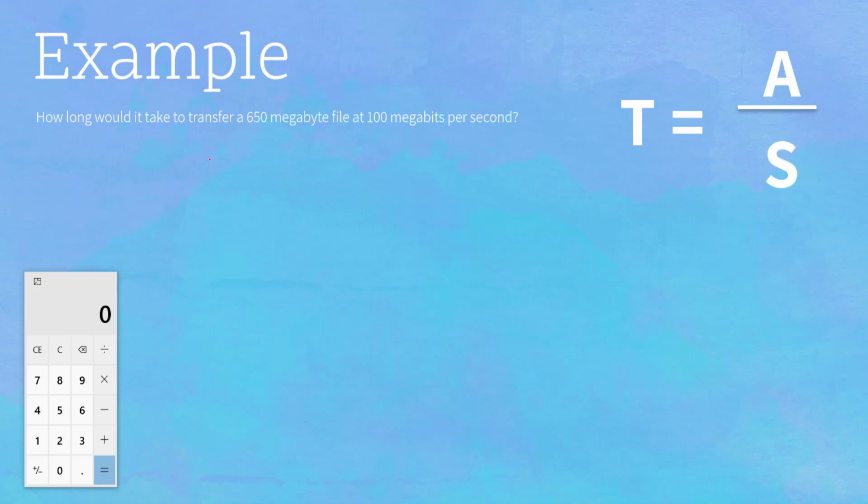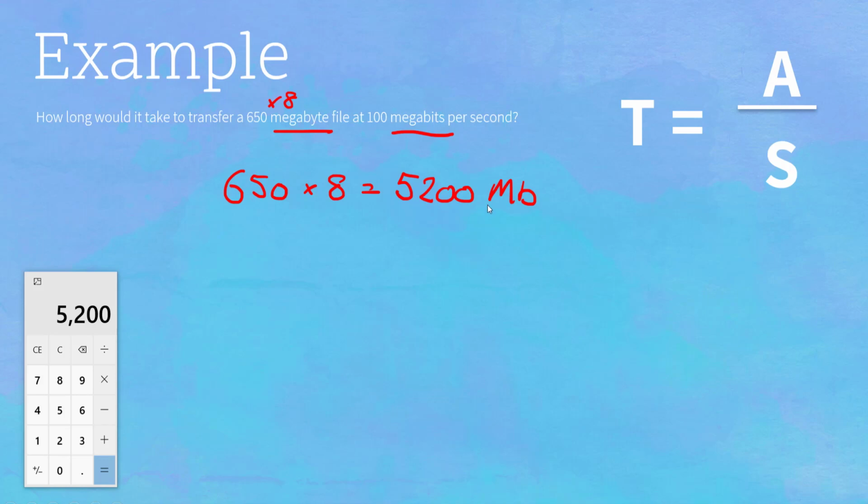So moving on to our example. Here we have a 650 megabyte file and it's transferring at 100 megabits per second. So we need to make sure that we know how to get from bits to bytes, and it's quite easy to do. All we need to do is times the megabyte file times 8, and then we will get our answer in megabits. So our answer is 5200 megabits, and now we just need to divide it by our speed.